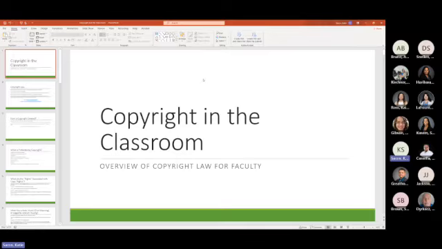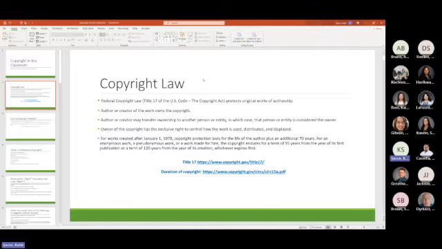All right, so we are going to talk about copyright today. So I'm going to start at the very beginning for you folks. What is copyright law? Copyright is a federal law enacted in 1976, but implemented in 1978, that controls original works of authorship.